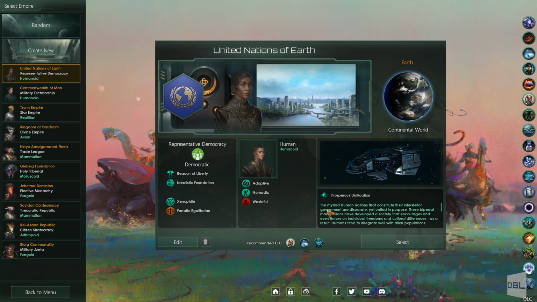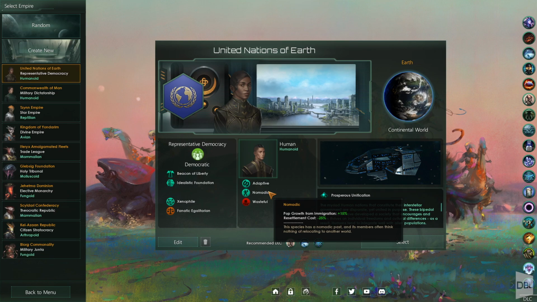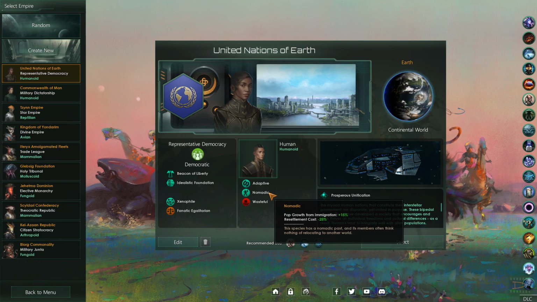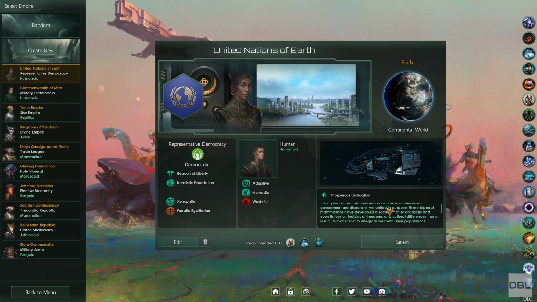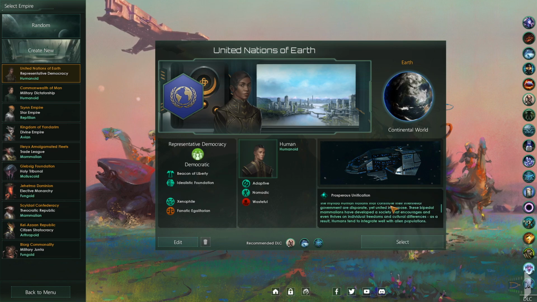Yeah, sounds familiar. Green is usually a good thing. That's what I thought. Looking at it, it makes more sense that resettlement cost is a negative percentage because they are nomads. So it seems like that would be in their favor. This is my first time ever seeing any of this, so I'll figure it out. See, that's red. They're wasteful, so plus 10% on goods upkeep. Got it. All right, so that is the United Nations of Earth.